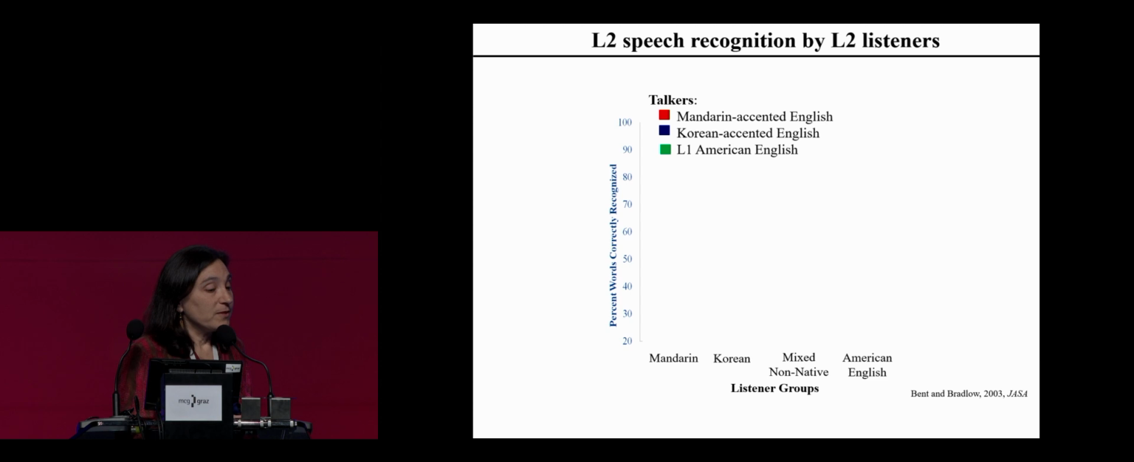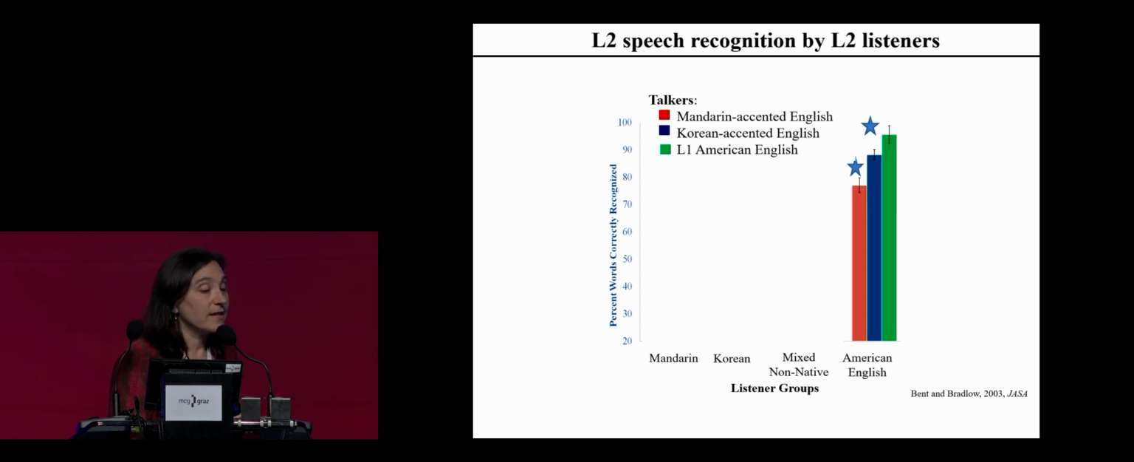And these sentences are presented to listener groups that include Mandarin listeners, Korean listeners, a mixed group of non-native listeners, that is, this includes various speakers with various native language backgrounds other than Mandarin or Korean, and then native listeners, American English listeners. And the task is very simple. You just listen to the sentence, write down what you hear, and then we can score the responses and count up the numbers of words correctly recognized.